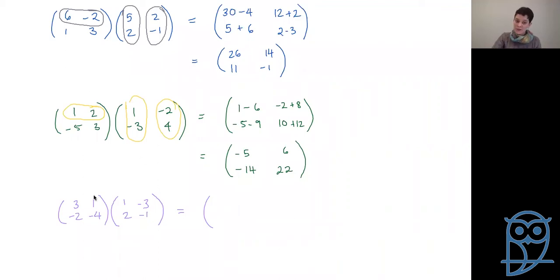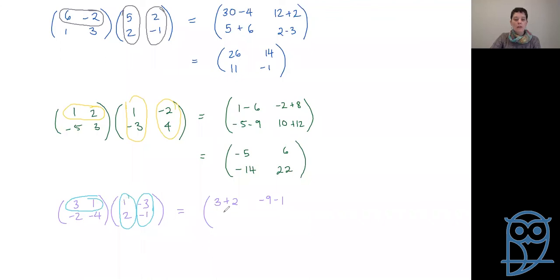Okay, so first one, we circle the row. Second one, we circle the column. 3 times 1 is 3, plus 1 times 2 is 2. Then we circle our next column, helping us to keep track. 3 times minus 3 gives us minus 9. 1 times minus 1 gives us minus 1. Then we move to our bottom row.